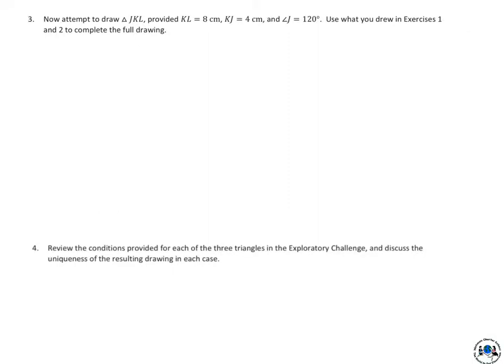Alright, so now we're going to have you attempt to draw triangle JKL, provided KL equals 8 centimeters, KJ equals 4 centimeters, and angle J is 120 degrees. Okay, so go ahead and use those conditions and just go from soup to nuts. There's no questions to answer. Just use what you drew in exercises 1 and 2 to complete the full drawing. Just go ahead and do it all.